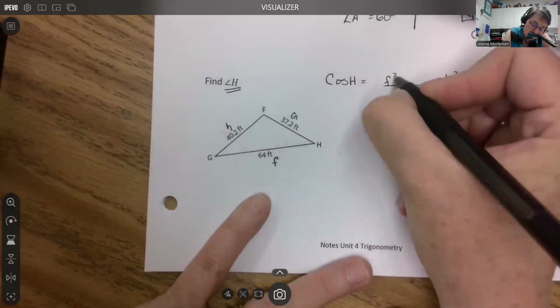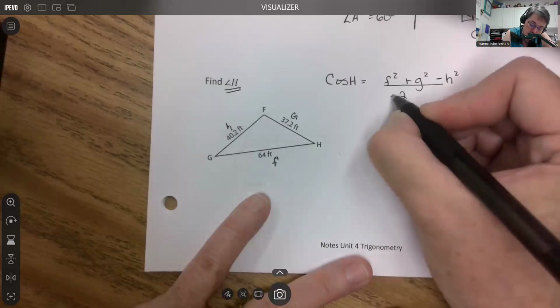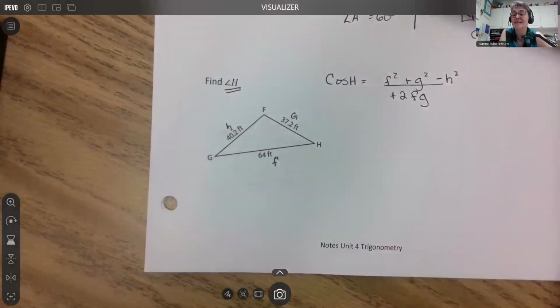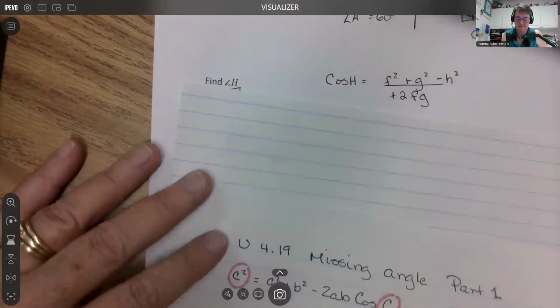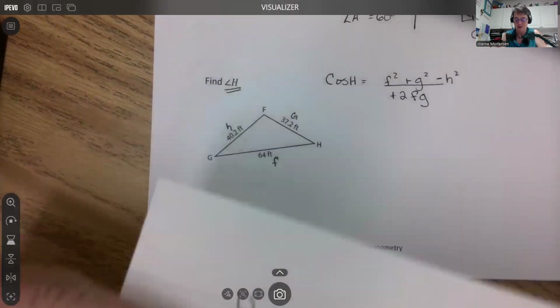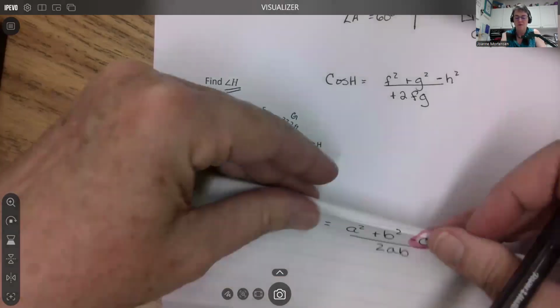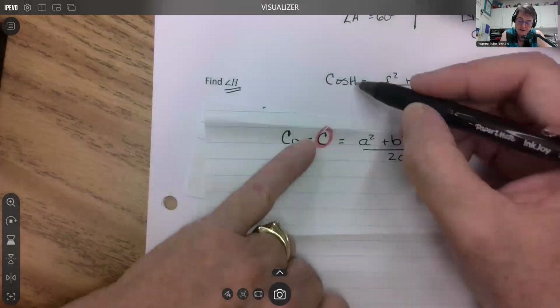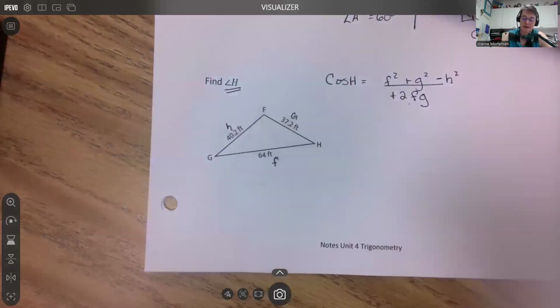So f squared plus g squared minus 2fg. I said this is only the second year I'm using this formula, so I have to check and make sure I got it right. Hold on. I probably should have just written this again, but h and h, those are my c's. f and g, f and g. Yeah, we're golden. All right, plug in our numbers.